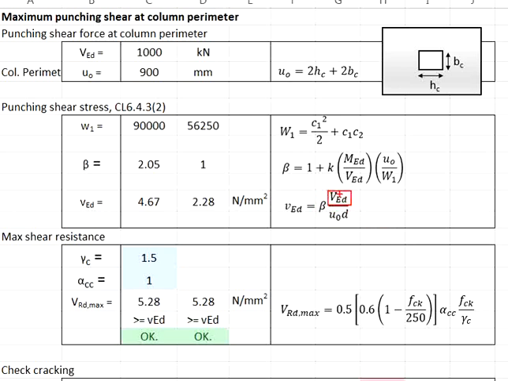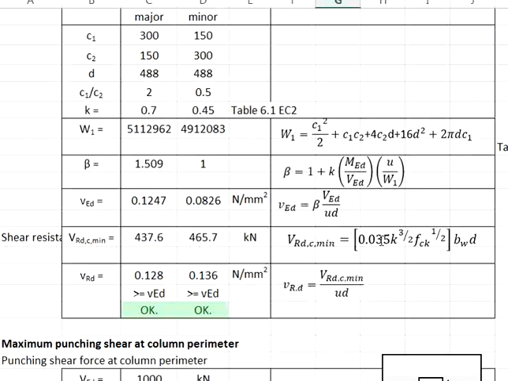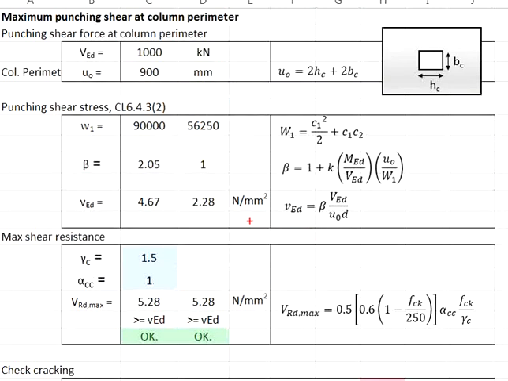Substitute the VED, which is 1000, U0, which is 900, and the effective depth, which is the average effective depth of the major and the minor axis, giving you the d equal to 488 mm. You get your shear stress equal to 2.28.